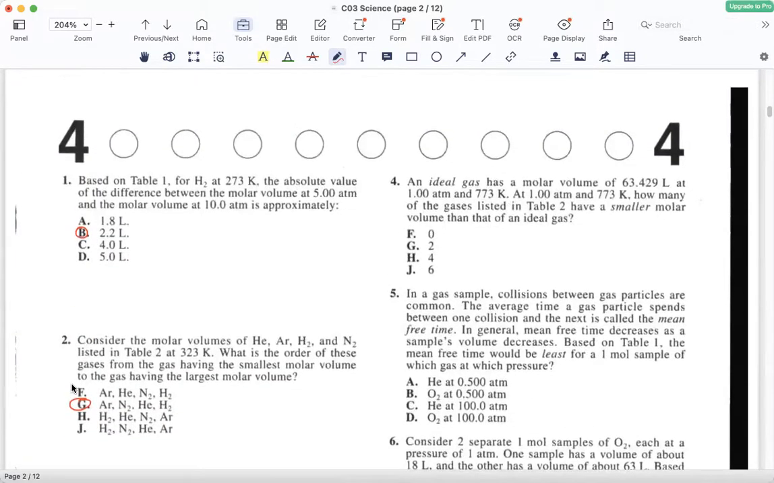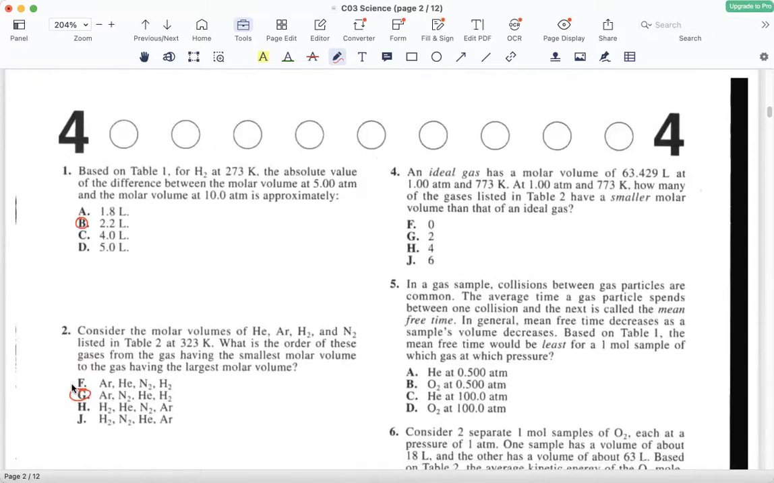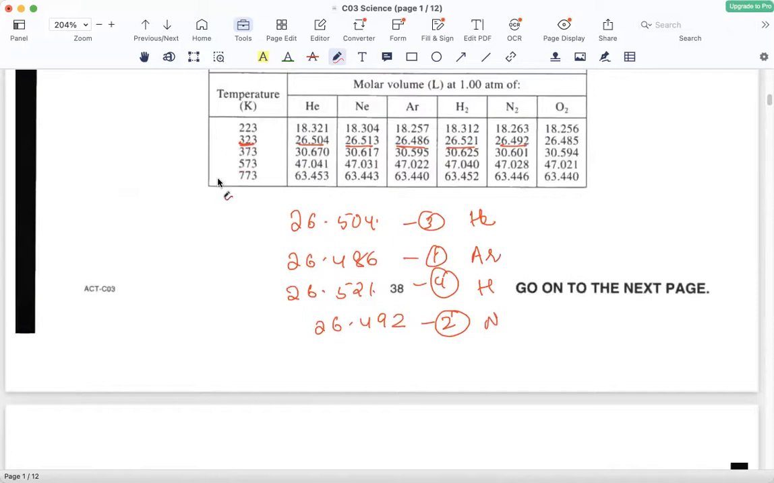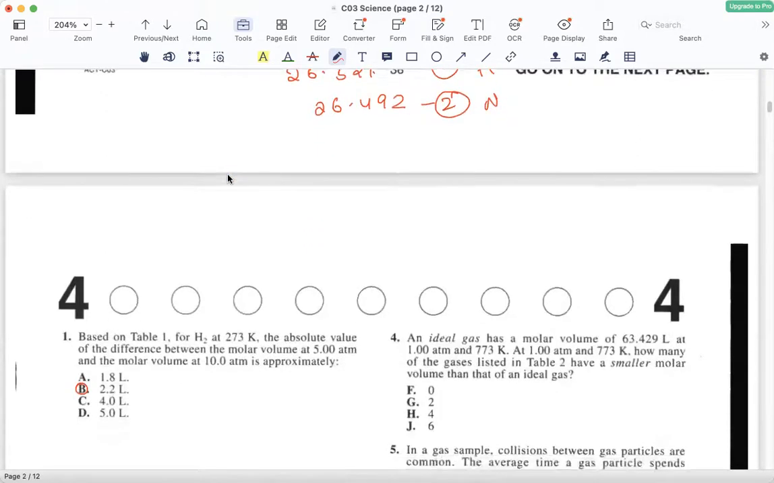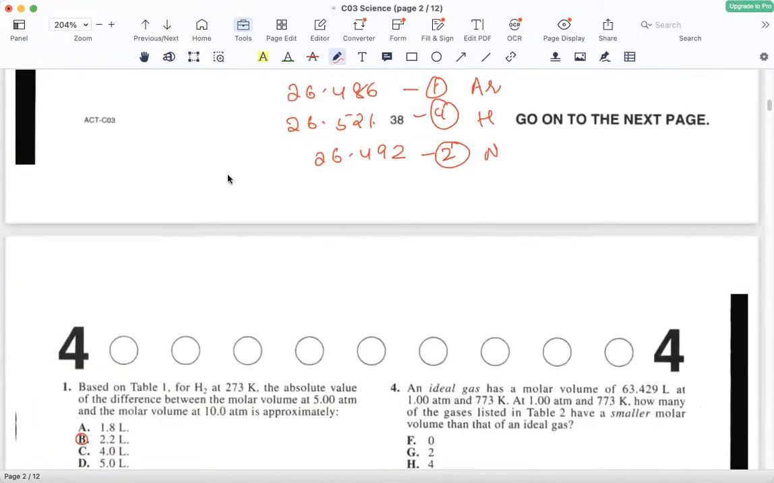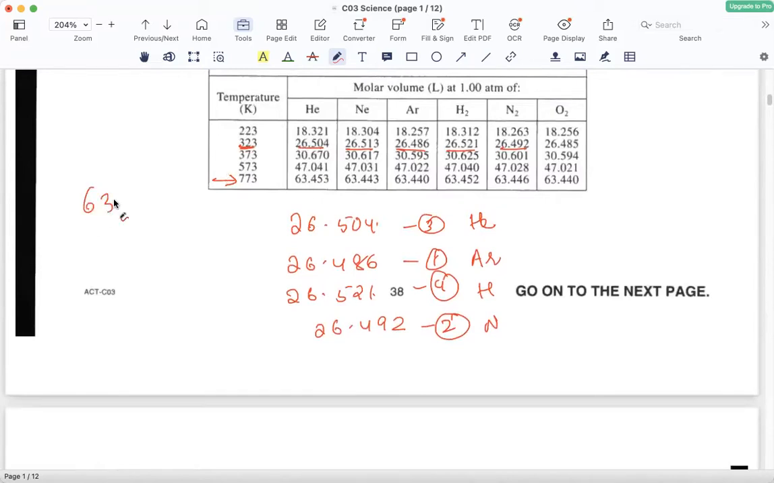An ideal gas has a molar volume of 63.429 liters at 1 atmosphere and 773 Kelvin. At 1 atmosphere and 773 Kelvin, how many of the gases listed in the table have a smaller molar volume than an ideal gas? Okay, so 773 is this, right? So you have 63 liters, so 63.429 and smaller. So this is greater, greater, greater, greater. All of them are greater than this, right? So 0.